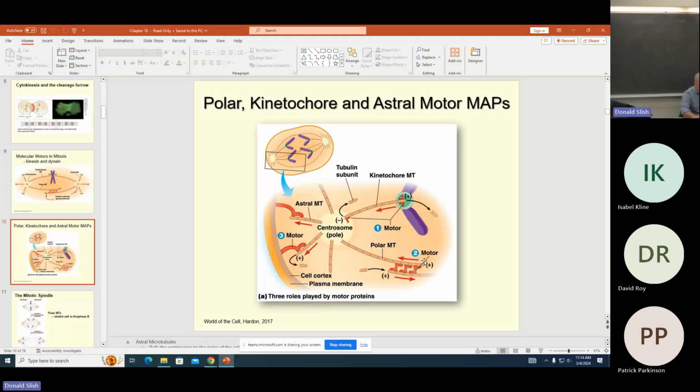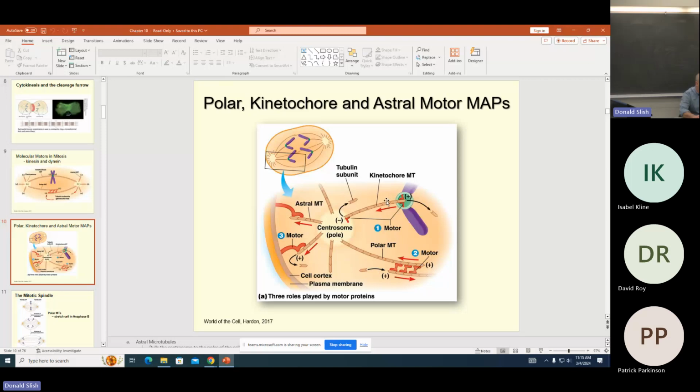Then we've got our polar microtubules. And remember, this motor is going from the minus to the plus end. So this is a dynein motor going towards the minus end. In your polar microtubules, we're overlapping from either side. And you've got a motor between them. And this motor is walking from the minus to the plus end. So it's a kinesin motor. And as it walks in that direction, the microtubule is polymerizing, getting longer. And so this action is pushing those poles apart and stretching the cell. So the polar microtubules are causing the cell to stretch.